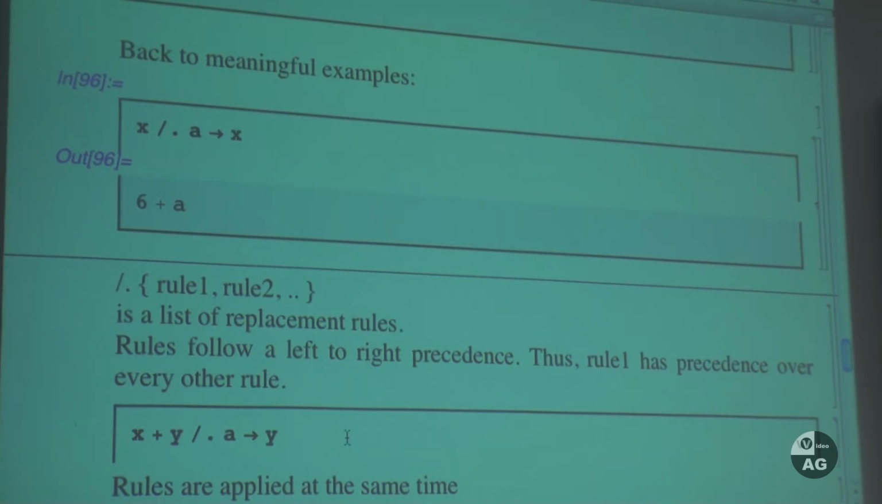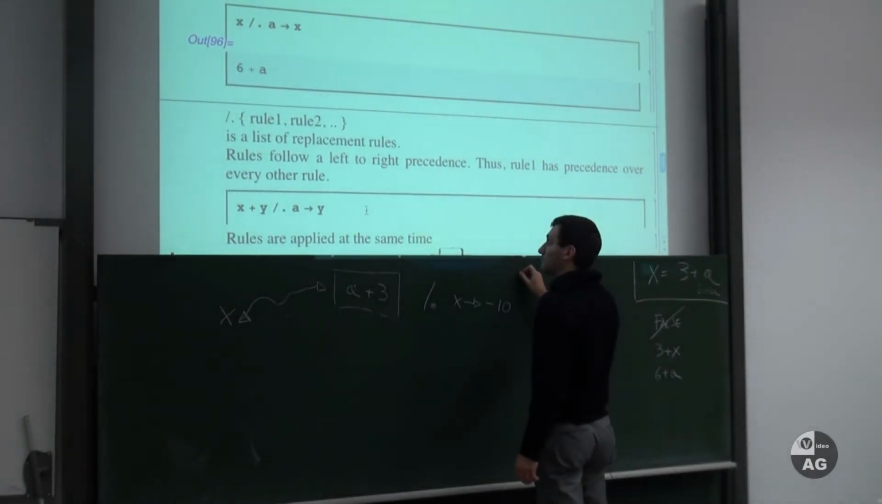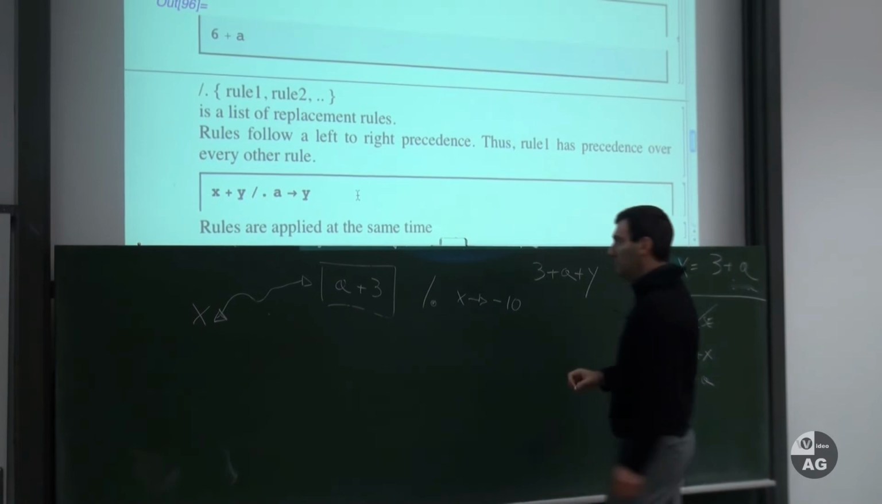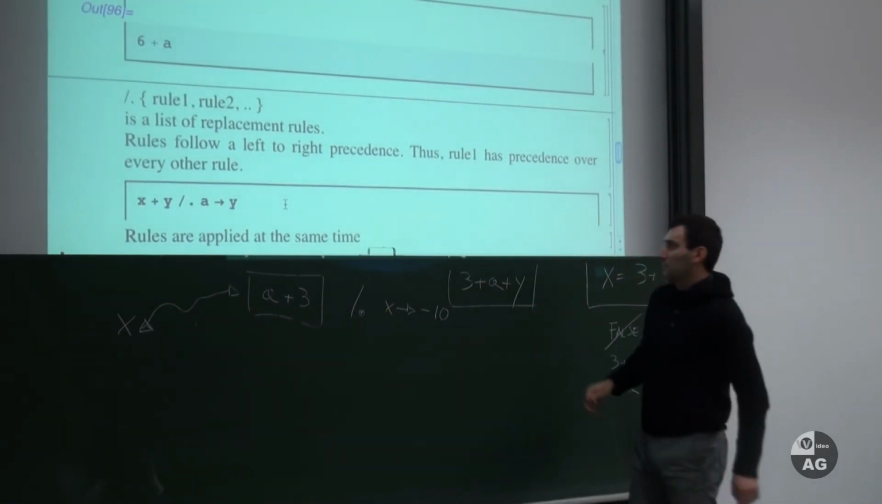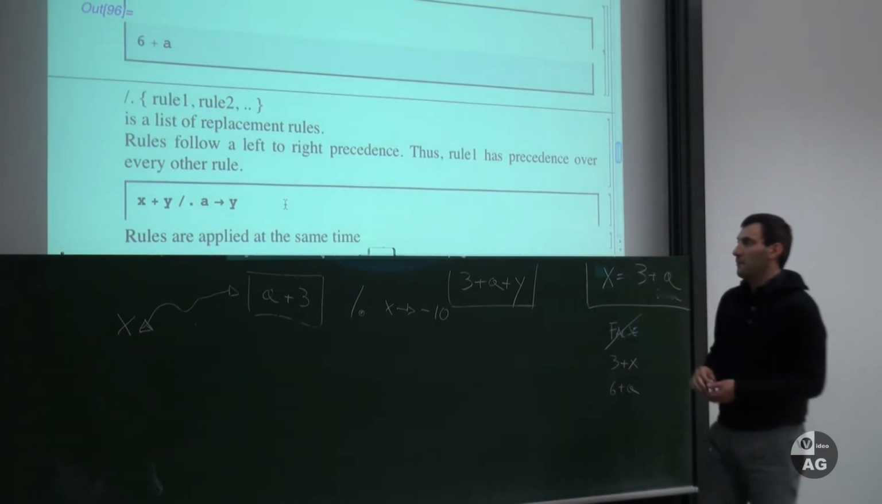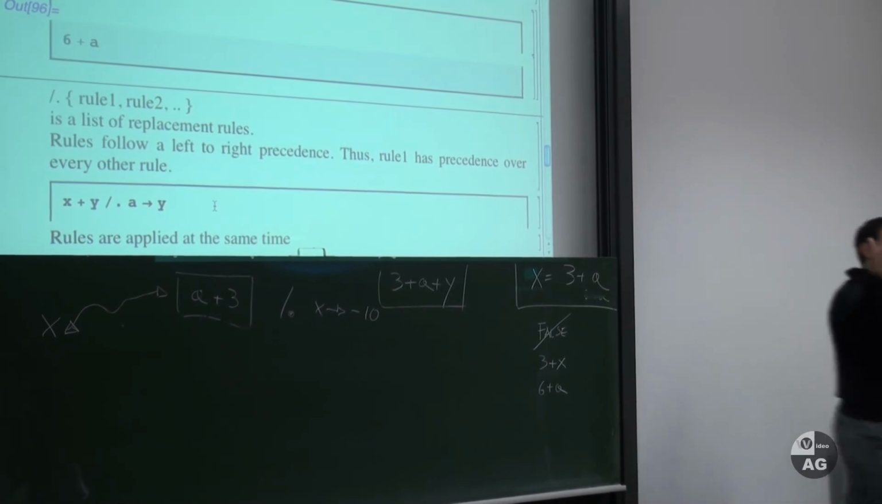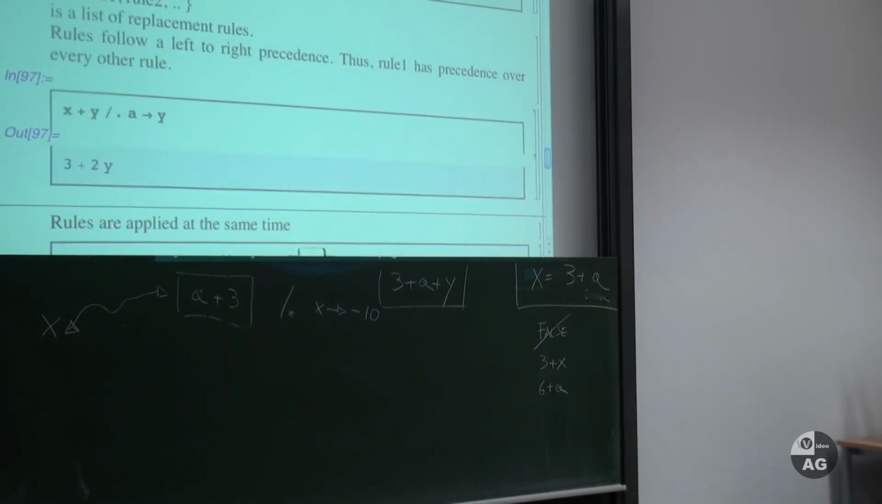First of all, x plus y, where a goes to y. So x plus y, now we have 3 plus a plus y. That's on the left-hand side. And we replace a by y. So what will we get? 3 plus 2y. Sounds reasonable. 3 plus 2y.